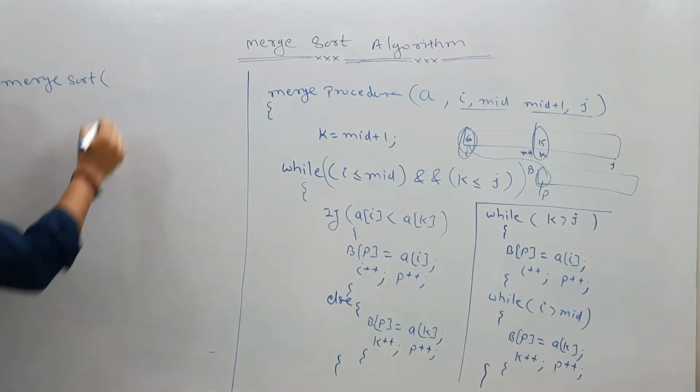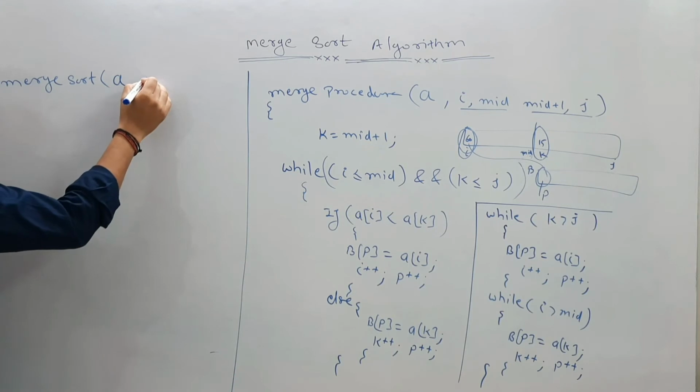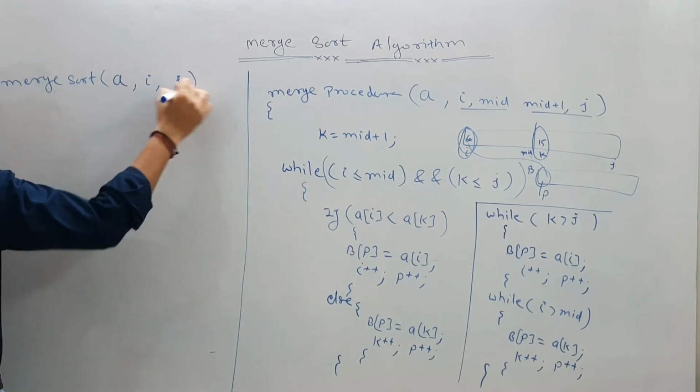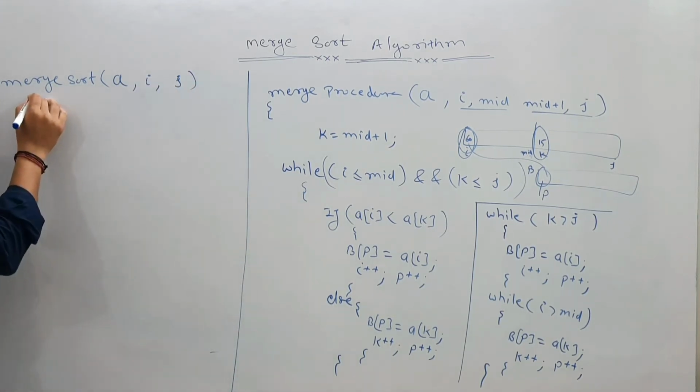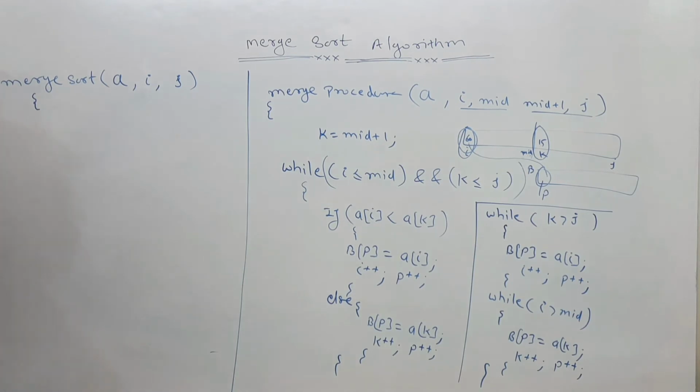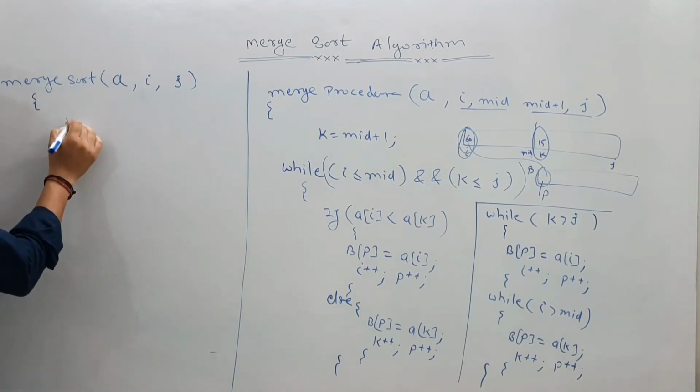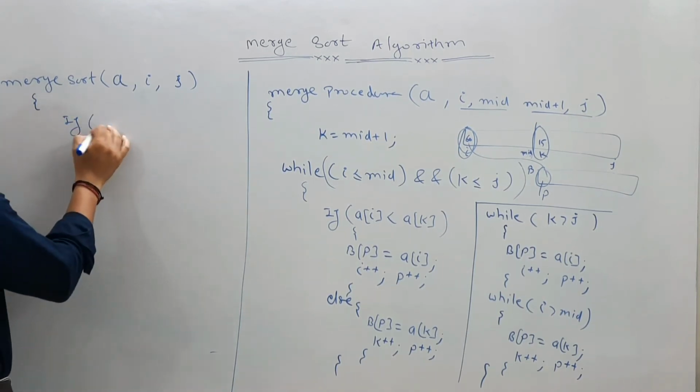So you are applying merge sort on an unsorted array. i is the starting index, j is the last index, correct? Now, if the array contains only one element, you don't need to sort that element because it is already sorted. So we need to check that condition also.